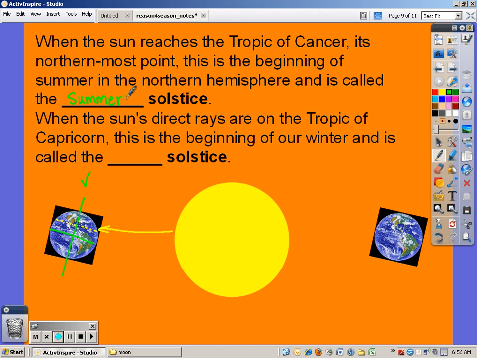When the Sun's direct rays are in the Tropic of Capricorn, this is the beginning of our winter in the northern hemisphere. Here's the axis, here's the equator, here's your Tropic of Capricorn. The Sun's rays are hitting it most directly. This is the beginning of winter and is called the winter solstice.